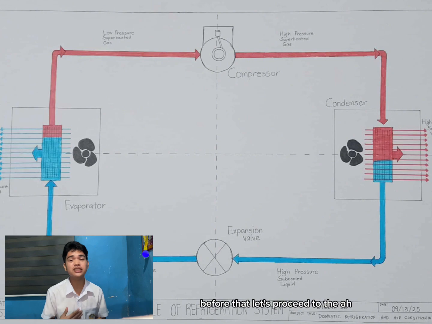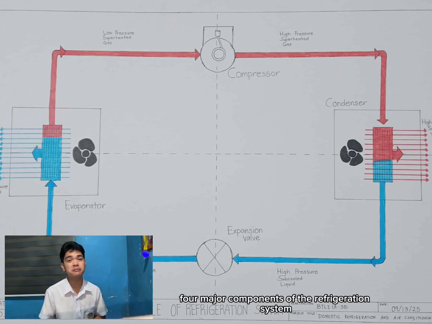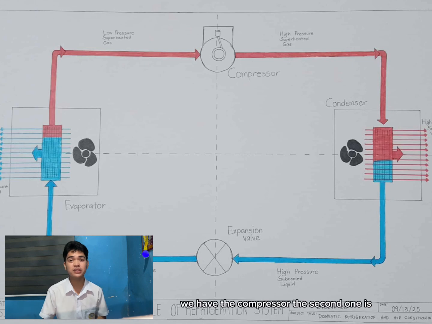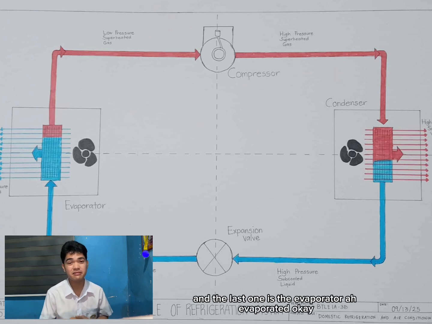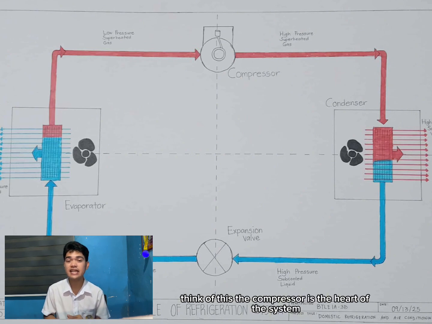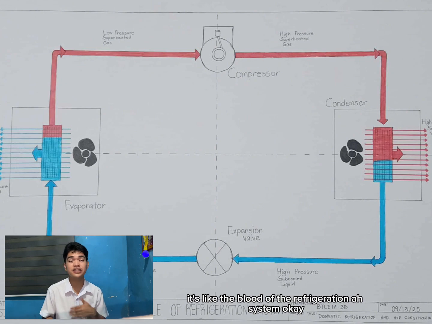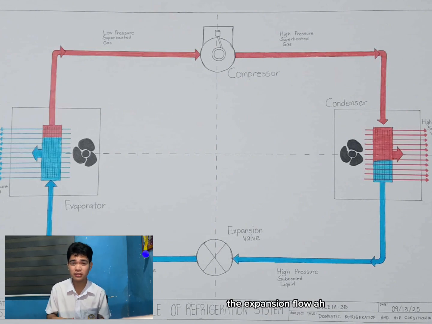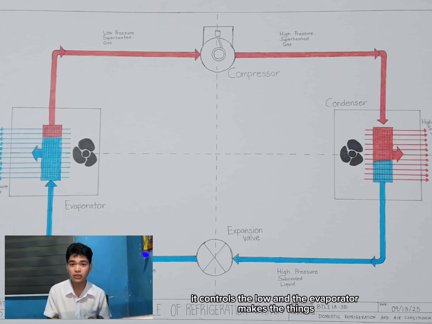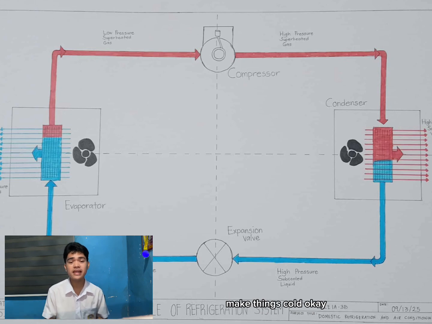Okay, before that, let's proceed to the four major components of the refrigeration system. First one is the compressor. The second one is the condenser, the third one is the expansion valve, and the last one is the evaporator. Think of this: the compressor is the heart of the system, and the refrigerant, the special fluid, is like the blood of the refrigeration system. The expansion valve controls the flow, and the evaporator makes things cold.